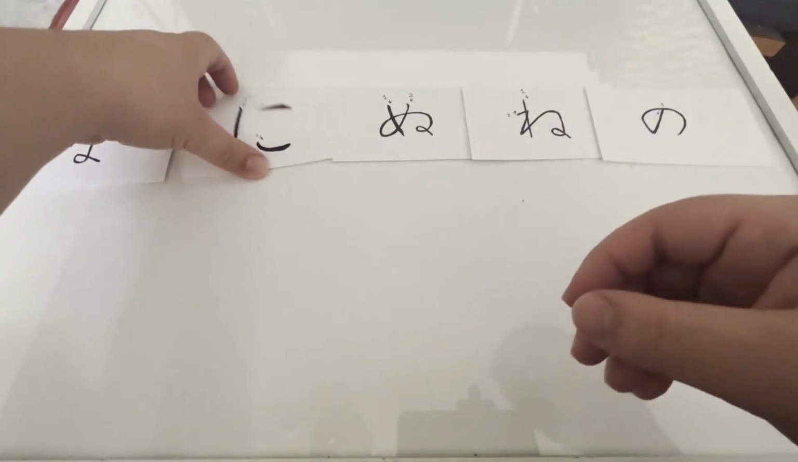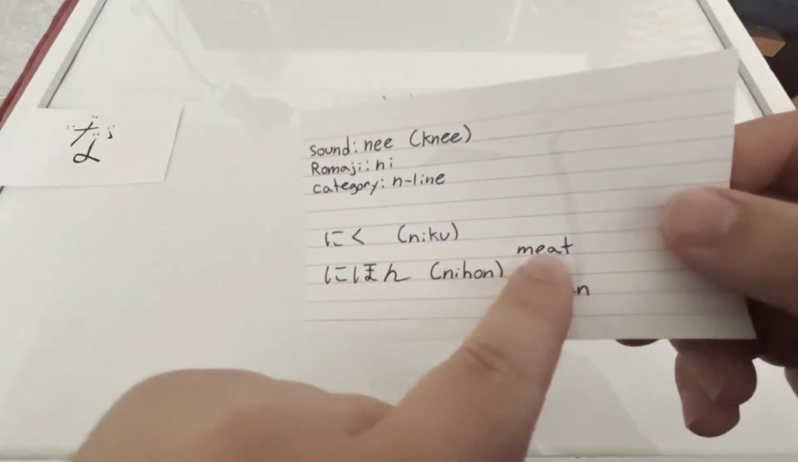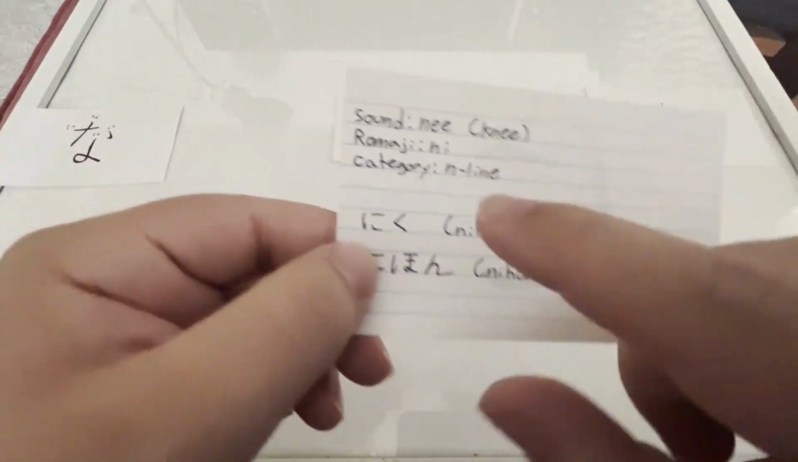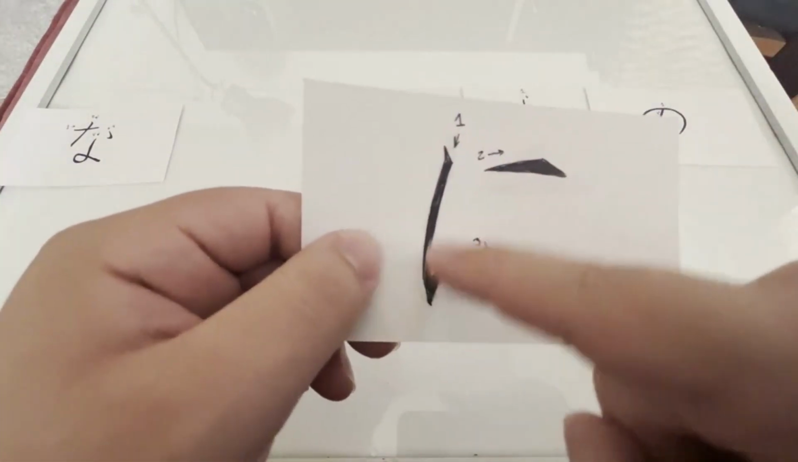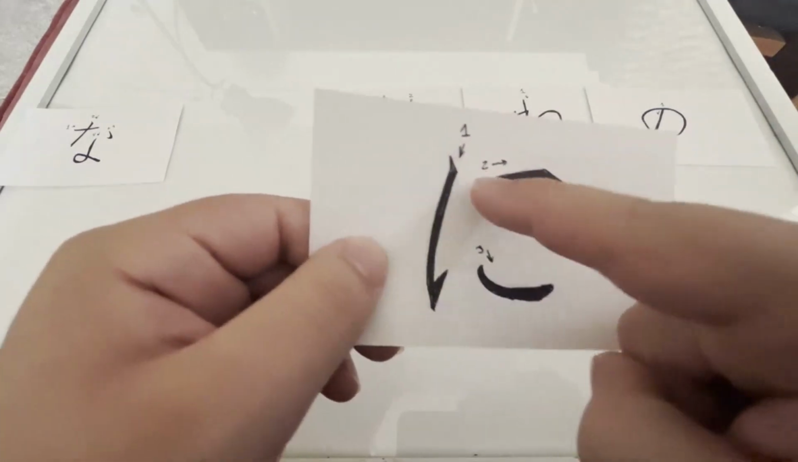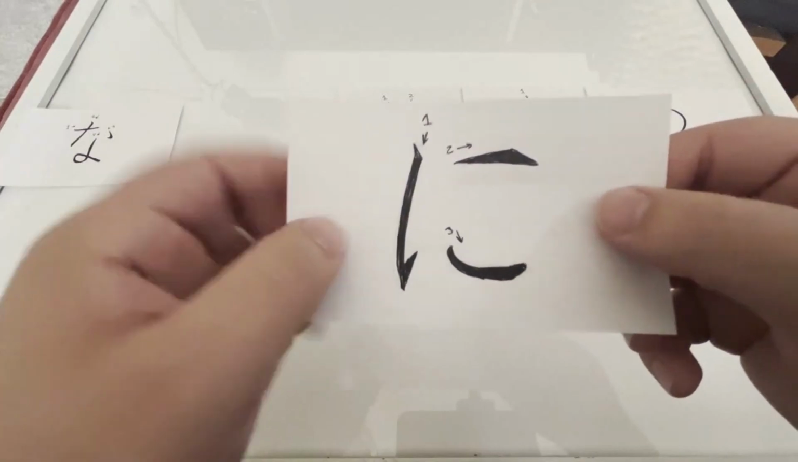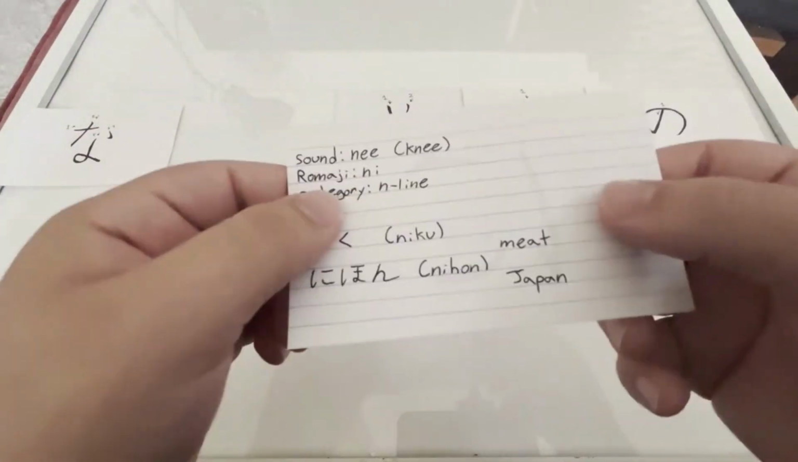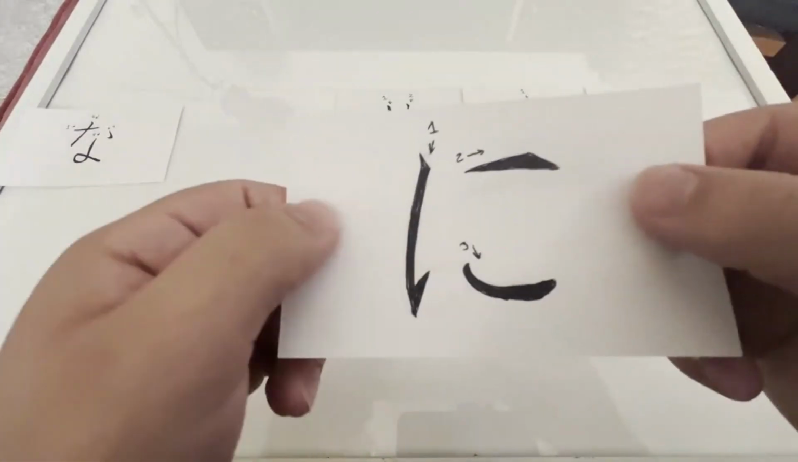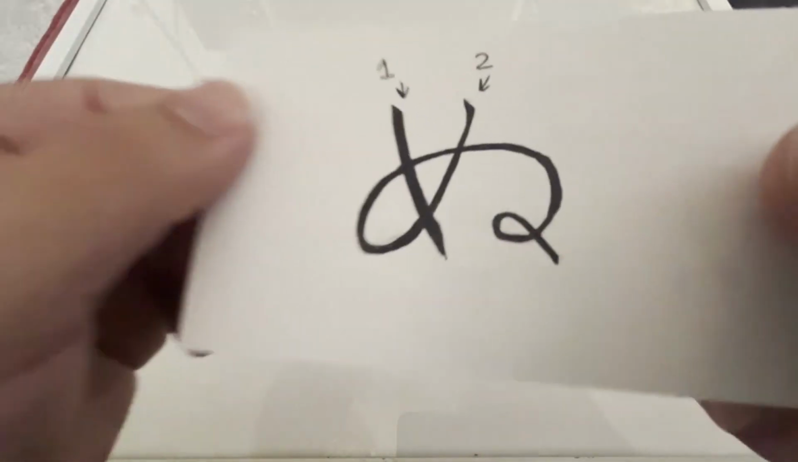And then I have ni. Ni as in the word for niku, which means meat. And I like to imagine this one kind of as a kneecap, where this is like the side of the knee, and this is like the kneecap itself. Like this is like the leg and then the kneecap. And that's usually how I remember it. It's just 3 strokes. Not too bad. Use all the time.